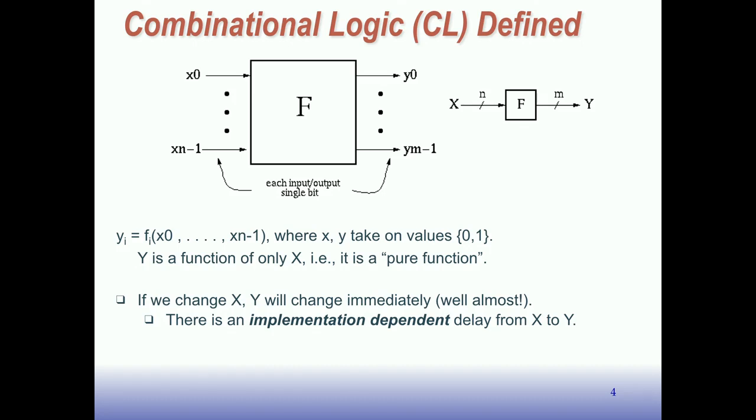As soon as you change x, y will change after a little bit of delay, and we'll be talking about the delay later in the semester. The delay from input to output for any implementation of a combinational logic circuit will depend on the technology. As we said last time, for a given function, it's going to be a longer delay in FPGAs than it will be in ASICs, and that's why FPGAs run at a lower clock speed, ultimately. So that's the definition of combinational logic.